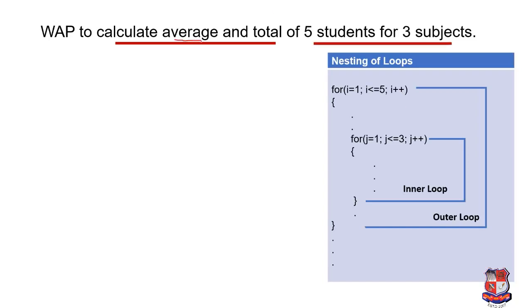Next, we have to calculate the average and total of 5 students for 3 subjects. If the average and total were found only for 3 subjects, then it would be okay, but we have to do this procedure for 5 students. For student 1 we enter 3 subject marks, then find the total and average, then do the same for the second student, then the third, up to 5. So how can we achieve this?